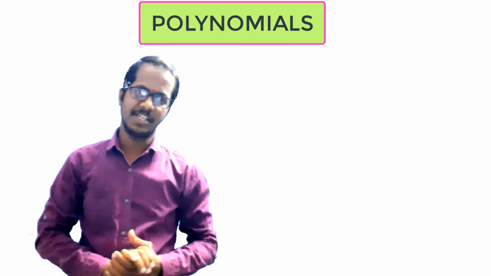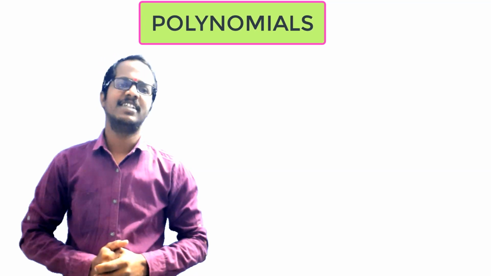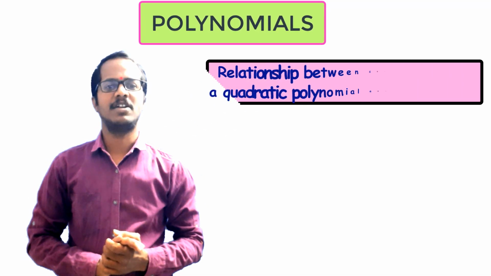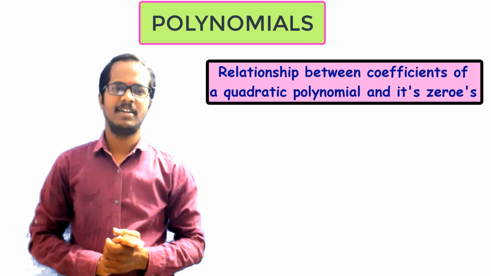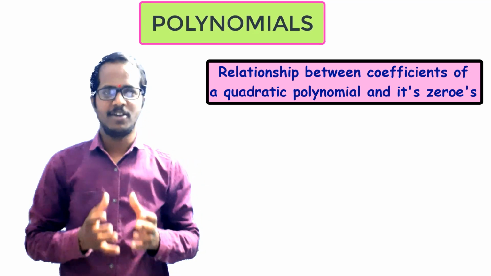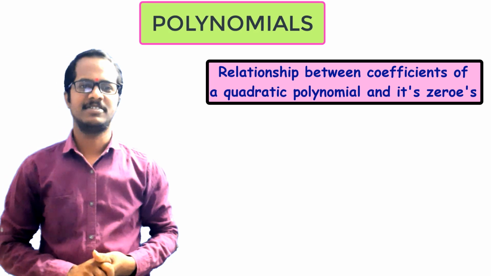In the part of this chapter, in our previous video, we discussed the relationship between the coefficients of a quadratic polynomial and its zeros. Let's recall what that relationship is.